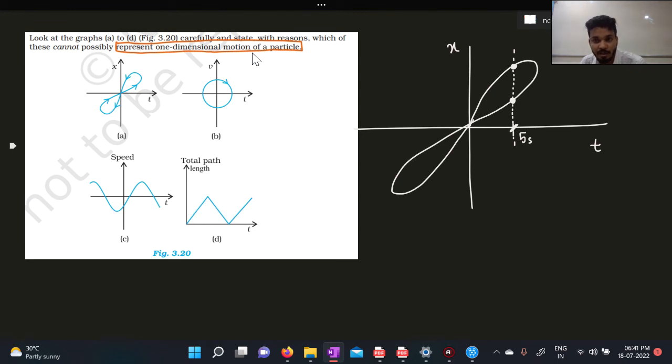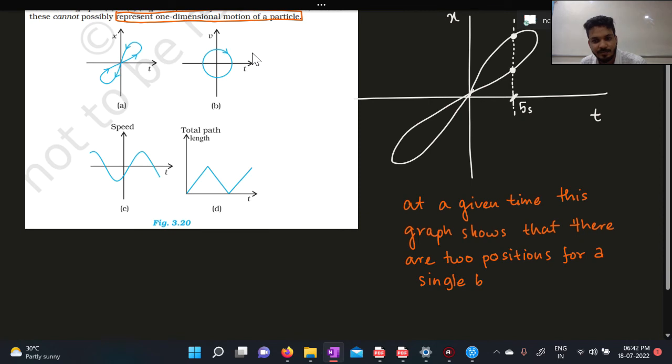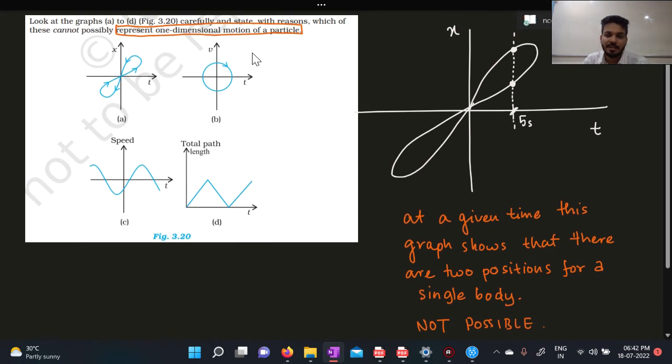If you draw it like this, at a given time this graph shows that there are two positions for a single body. Single body. So tell me if this is possible or not. Not possible. So this graph is not possible. Let's look at the next one.